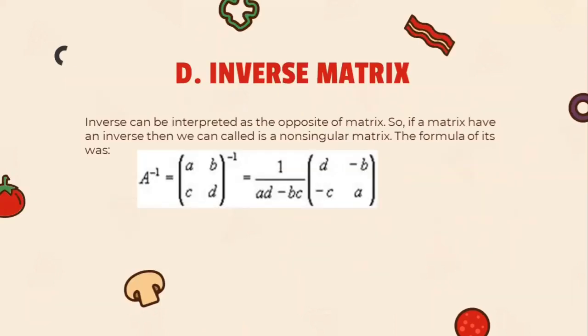D. Inverse matrix. Inverse can be interpreted as the opposite of a matrix. So, if a matrix has an inverse, then we call it a non-singular matrix. The formula is A inverse equals 1 over A times D minus B times C, and then we multiply it with the matrix D, negative B, negative C, and A.